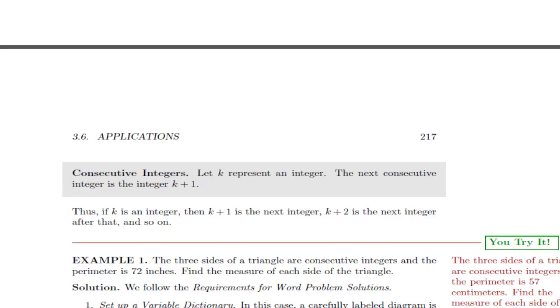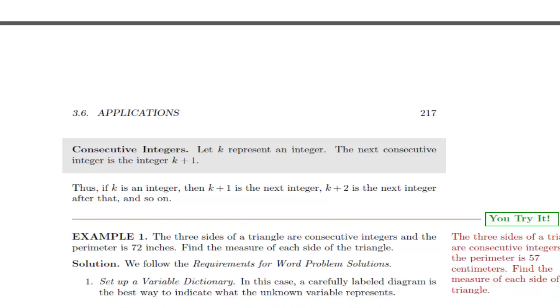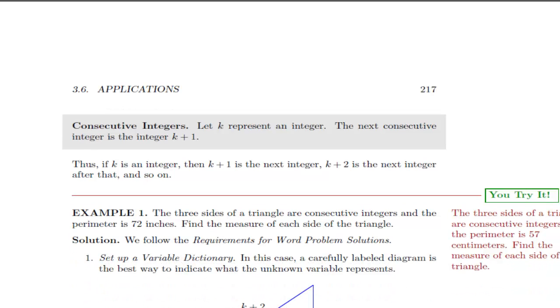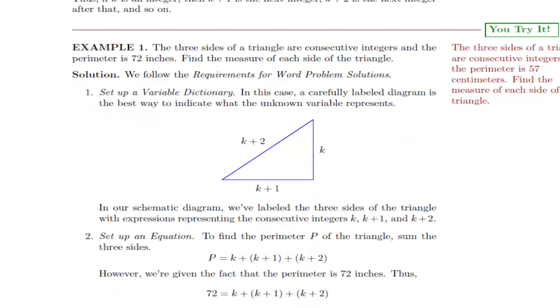Consecutive integers. Let k represent an integer. The next consecutive integer is the integer k plus 1. Thus, if k is an integer, then k plus 1 is the next integer, k plus 2 is the next integer after that, and so on. Example 1. The three sides of a triangle are consecutive integers, and the perimeter is 72 inches. Find the measure of each side of the triangle.